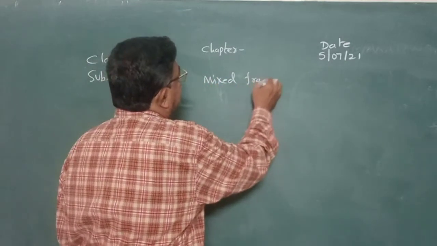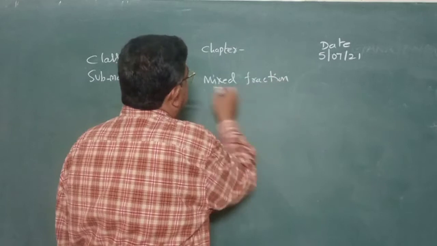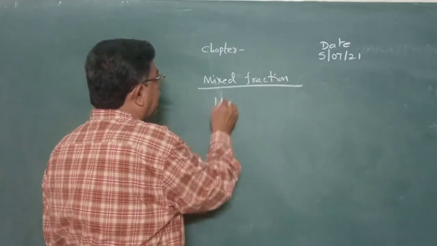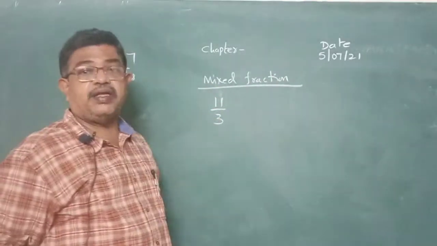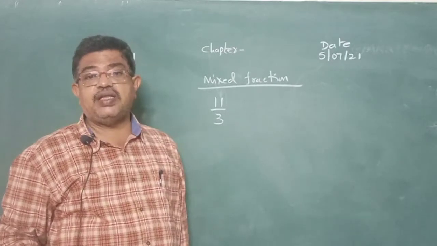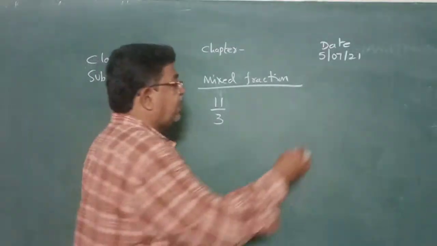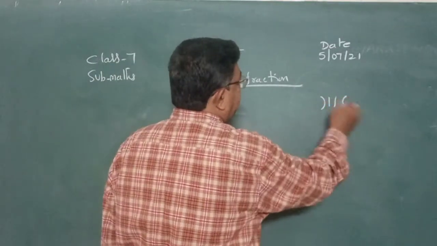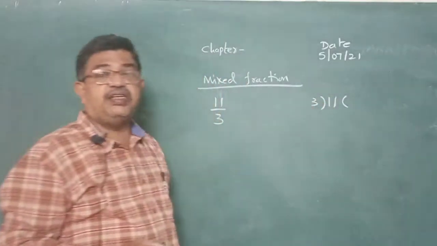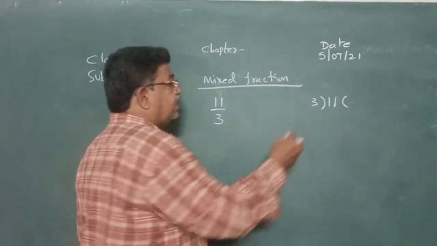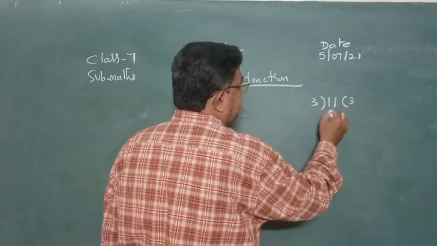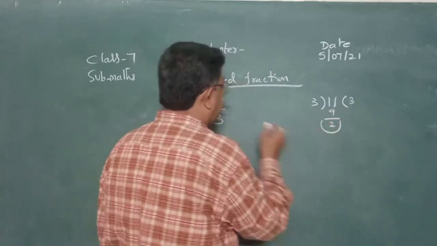Mixed fractions. So what is a mixed fraction? First we consider an improper fraction, 11 by 3. The numerator is more than the denominator. This we can divide. Here 11 is divided by 3, that is, the numerator is divided by the denominator. 3 goes into 11 3 times. 3 3s are 9. There is a remainder 2.